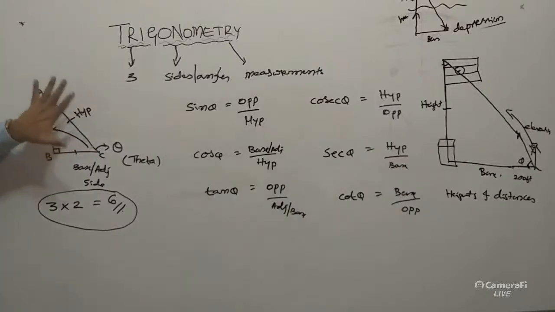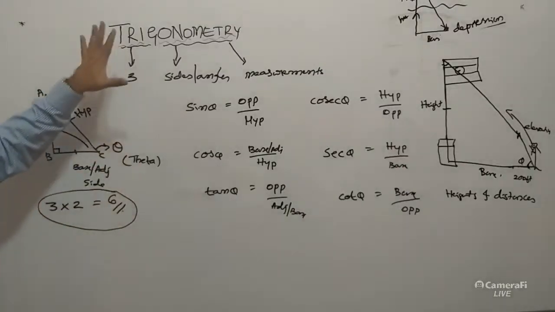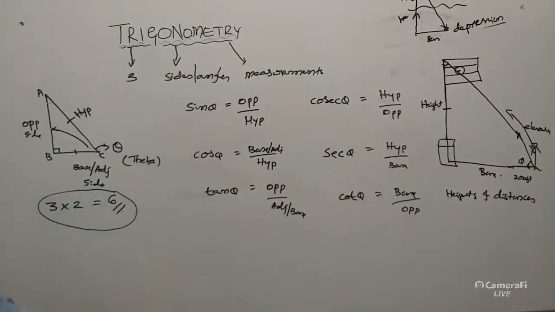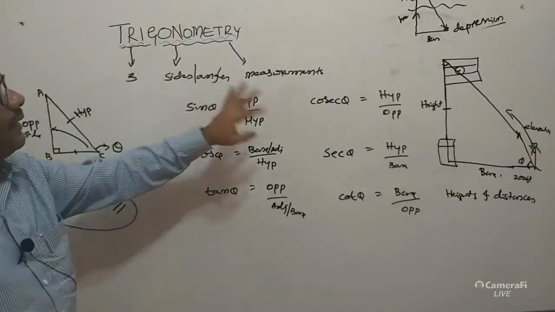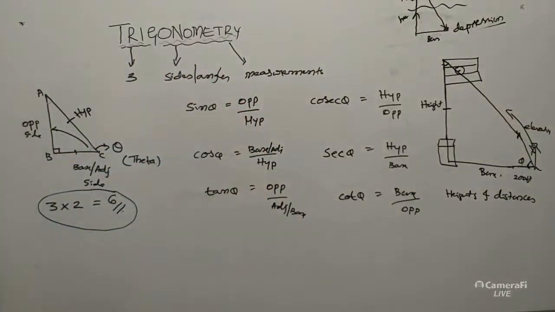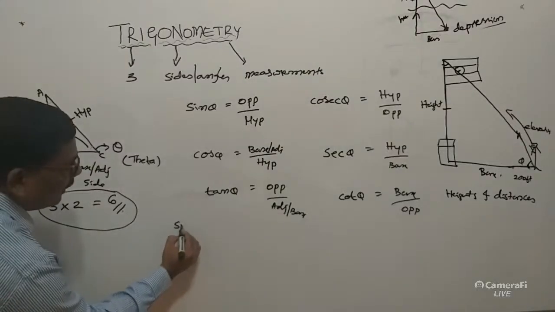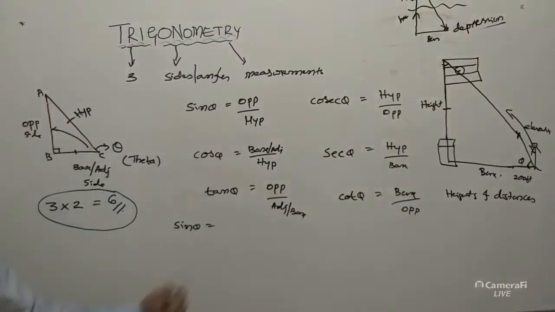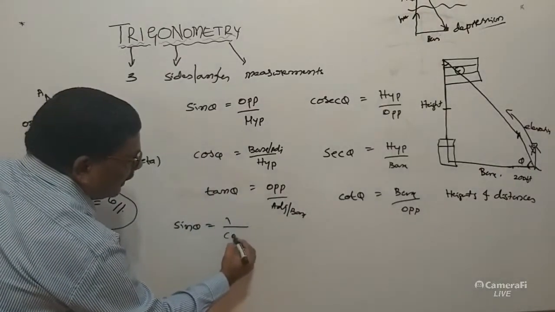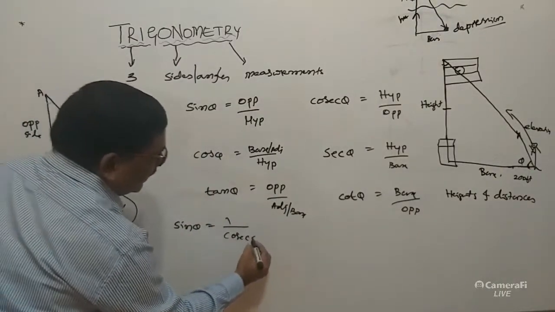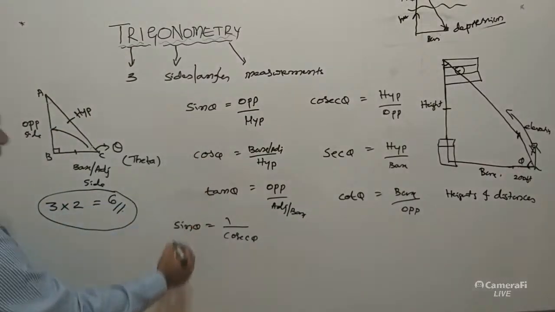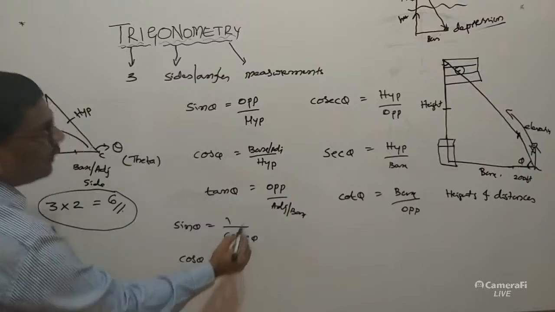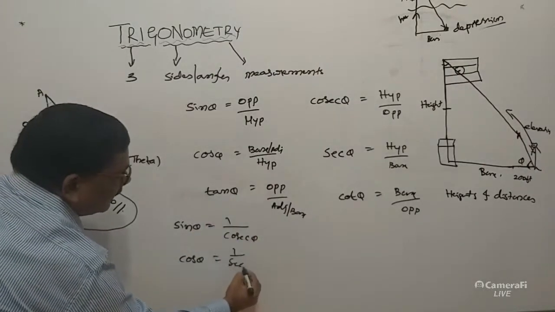Now the first basic concept of our class is trigonometry. This is the basic concept where all the 6 trigonometric ratios are called. Here, these are called the 6 trigonometric ratios. You can relate their reciprocal relations also. You see, sin theta can be written as 1 by cosecant theta, as well as cos theta is equal to 1 by secant theta.